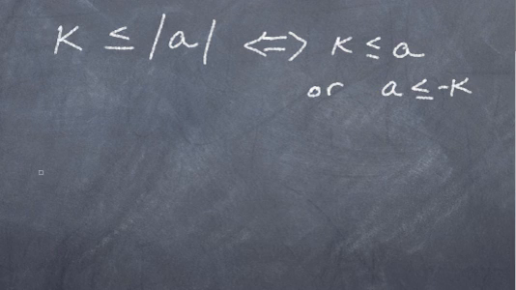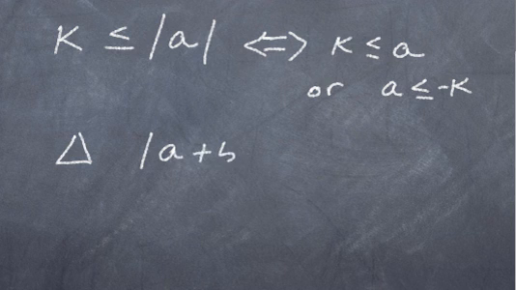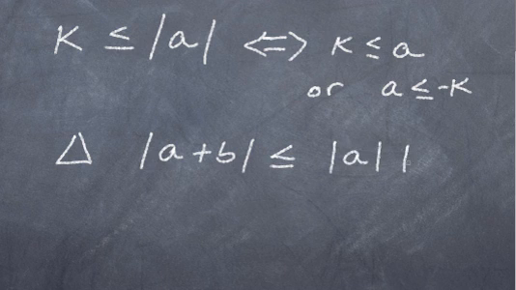and this one's extremely useful when proving theorems, and this is called the triangle inequality. I'll just label it with a triangle here. This is the triangle inequality, and the way it goes is that the absolute value of A plus B is going to always be less than or equal to the absolute value of A plus the absolute value of B.